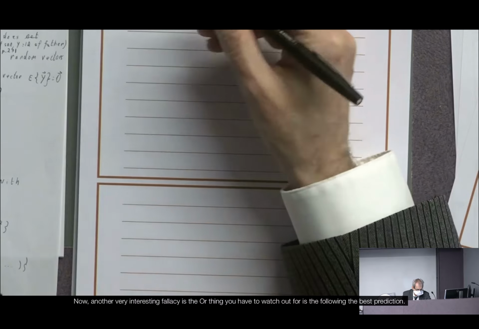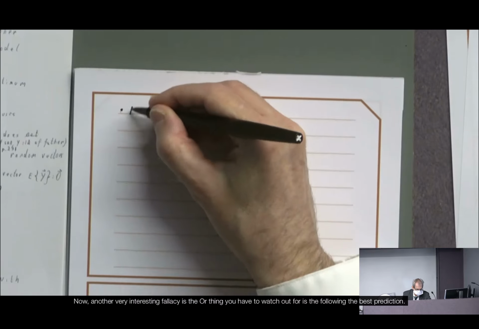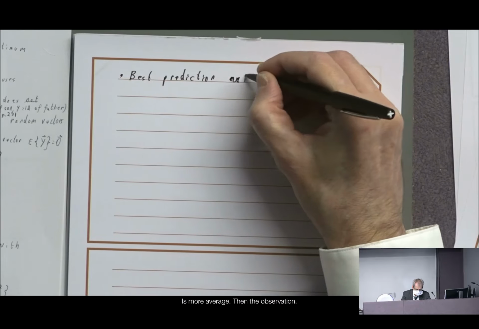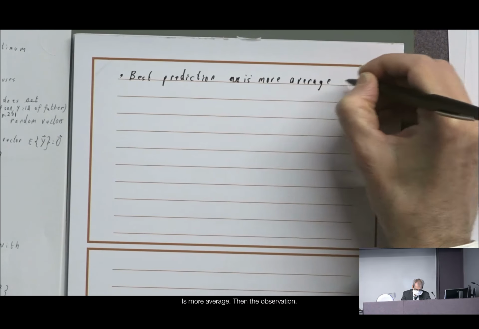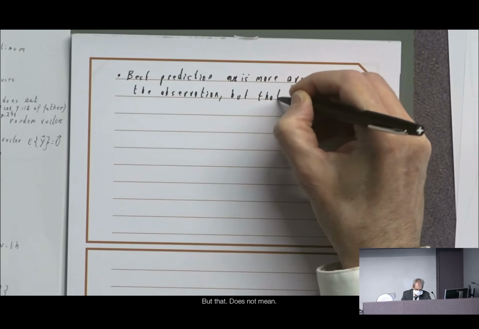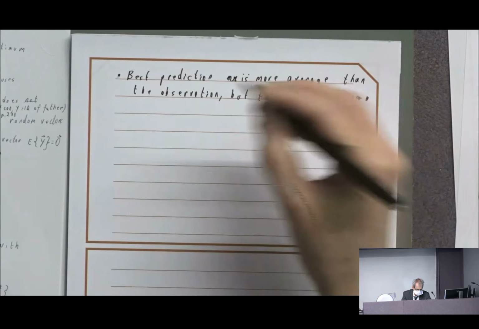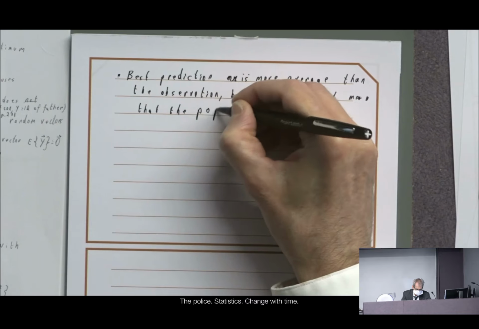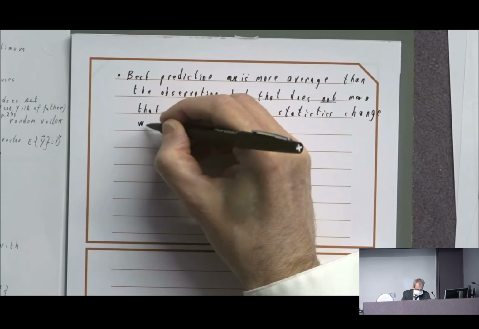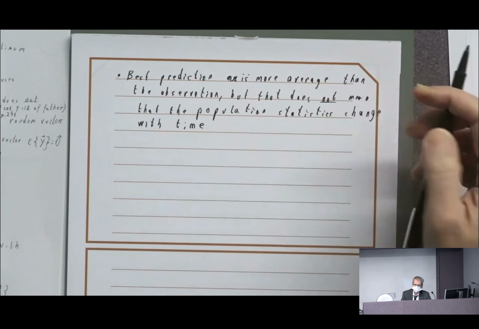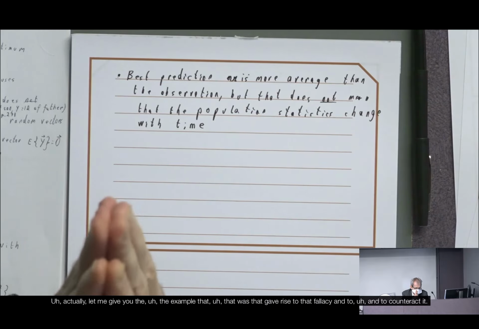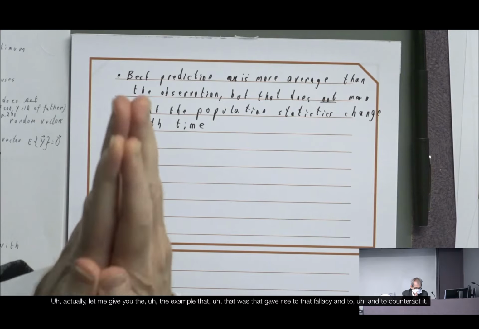Now, another very interesting fallacy, or thing you have to watch out for, is the following. The best prediction is more average than the observation, but that does not mean that the population statistics change with time. So what do I mean by that? Actually, let me give you the example that gave rise to that fallacy and the counteracting.